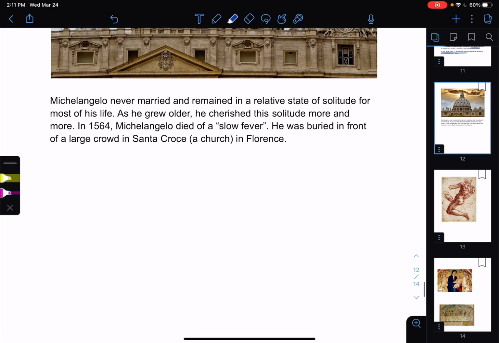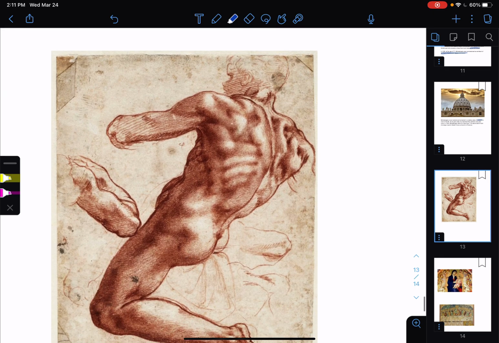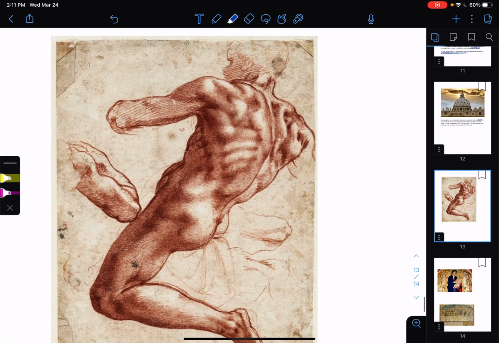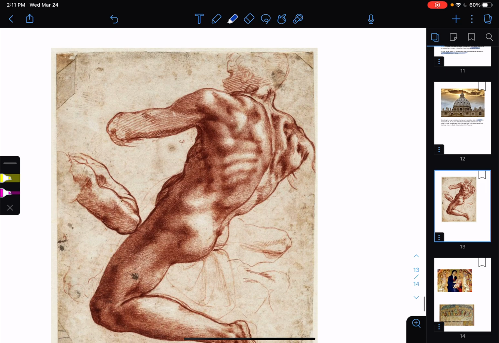Michelangelo never married and remained in a relative state of solitude, alone, for most of his life. As he grew older, he cherished the solitude more and more. In 1564, Michelangelo died of a slow fever. He was buried in front of a large crowd in Santa Croce, a church in Florence. So here's another one of his sketches. He has a lot of sketches. He is an interesting human being. A lot of sketches, a lot of work that he left. Again, it's almost like the study of the human body, right? You see the muscles.